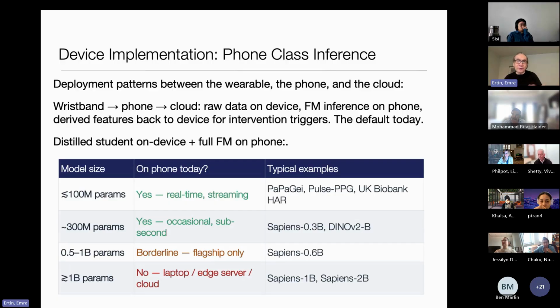Two options: phone versus the edge device, maybe the wristband itself. So this is a typical chain: run the wristband, push the data to the phone, run our algorithm on the phone. The good thing is a lot of the wearable sensor models are already sub 100 million parameters, not large, easily run on the current phones. And we can even do it in real time, all the time, as long as we can stream the data to the phone.